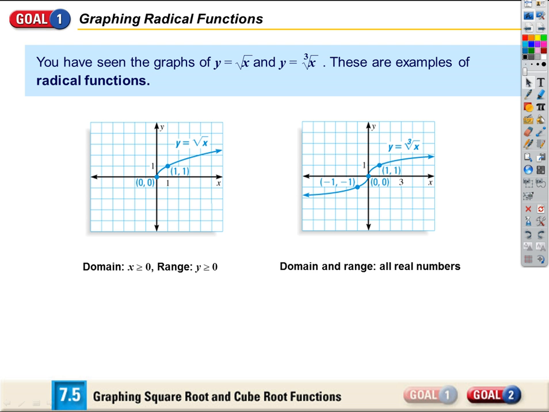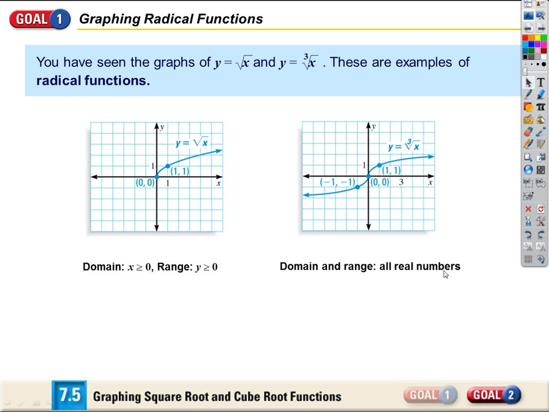We'll get into this in more detail later, but the domain of a cube root function is just all real numbers. I can put any value of x into a cube root function, there's no problem. That makes sense also because we can take a cube root of negative numbers. We just can't take a square root of negative numbers. The range would be all real numbers too. Even though this is flattening out, this graph is going to go up forever in the y direction, and it's going to go down forever in the y direction if I go backwards.